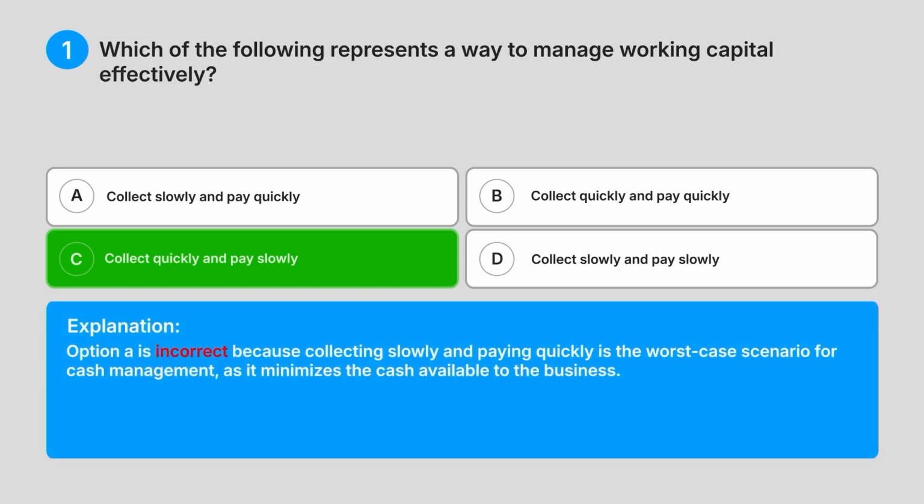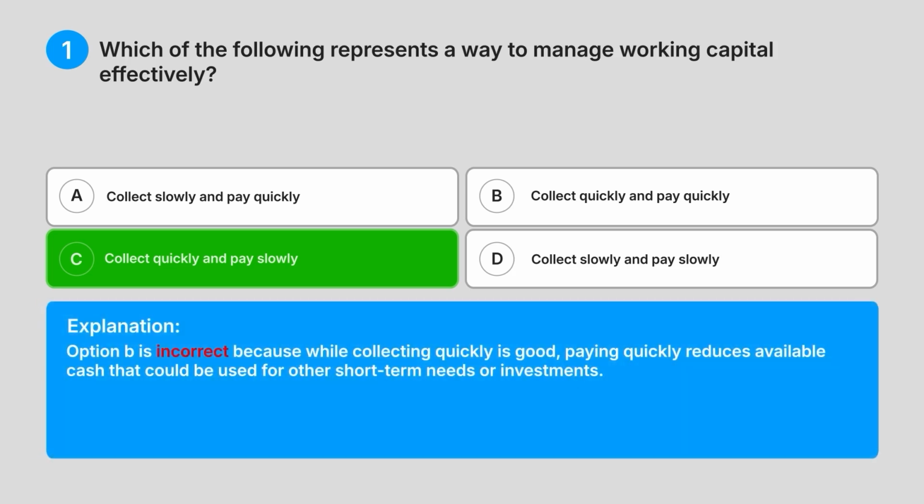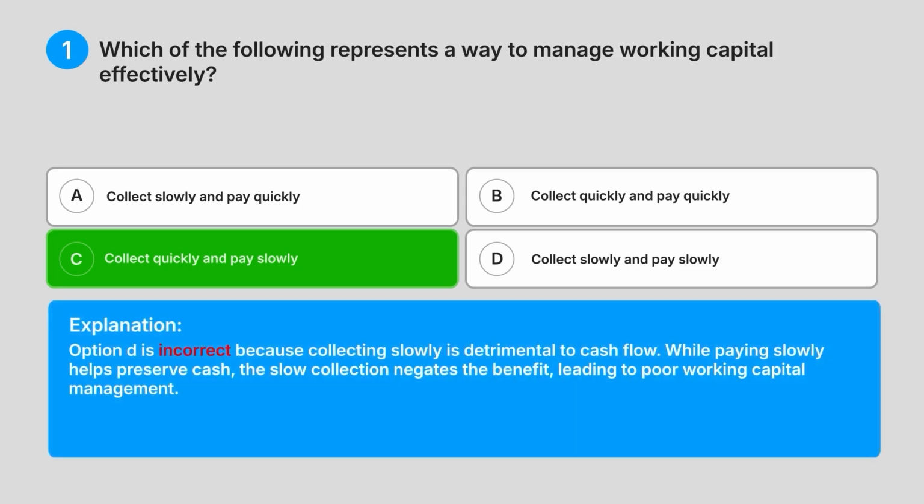Option A is incorrect because collecting slowly and paying quickly is the worst-case scenario for cash management, as it minimizes the cash available to the business. Option B is incorrect because while collecting quickly is good, paying quickly reduces available cash that could be used for other short-term needs or investments. Option D is incorrect because collecting slowly is detrimental to cash flow. While paying slowly helps preserve cash, the slow collection negates the benefit, leading to poor working capital management.